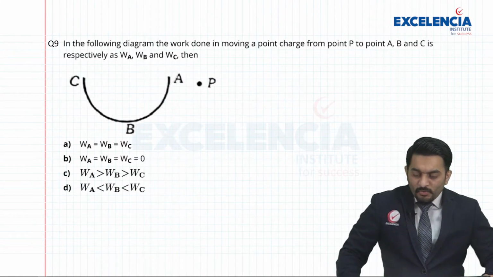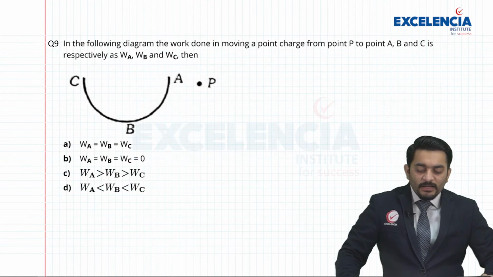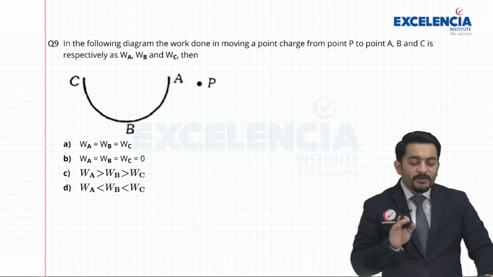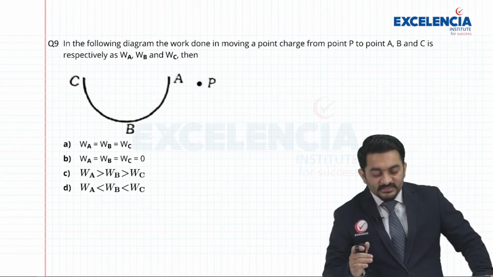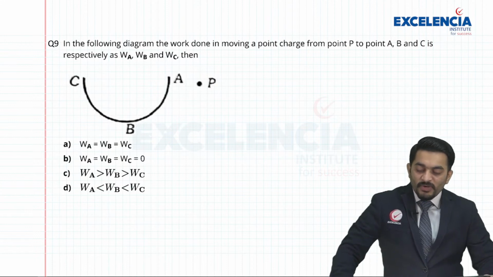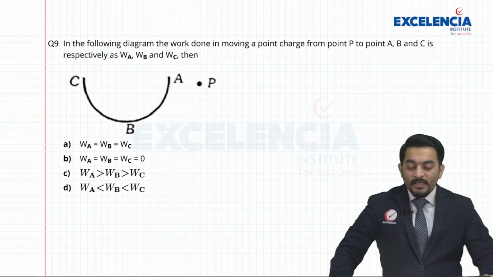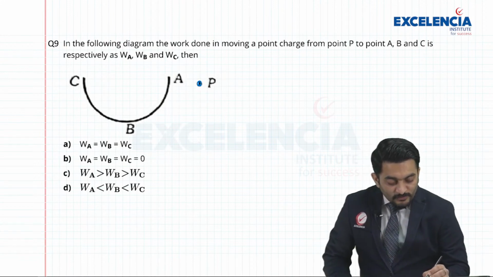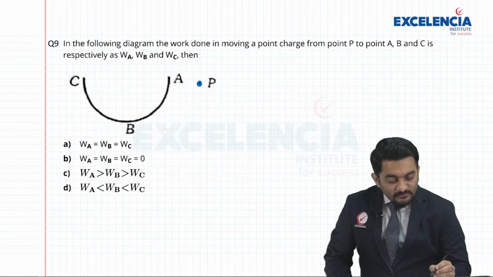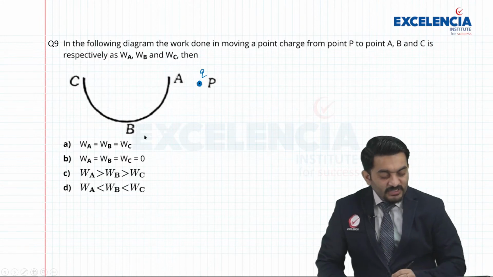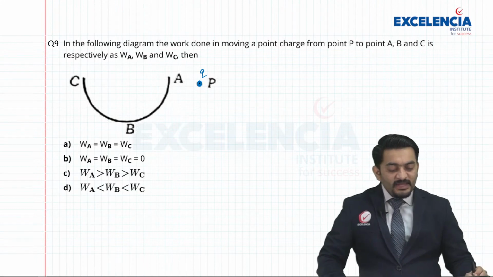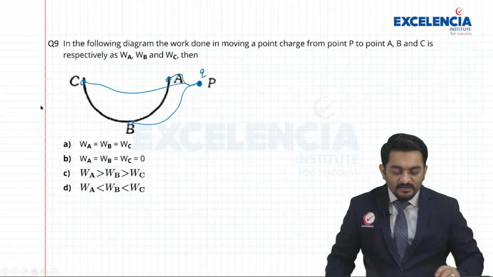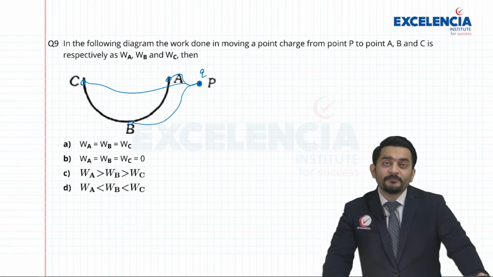Question number 9 says, in the following diagram the work done in moving a point charge from point P to points A, B, C is respectively WA, WB and WC. Now when I look at the question, from point P let's try to visualize something. From point P they have work done in moving a point charge, you can assume any charge over here, to points A, B and C. So I have taken it to A, then B and then C. So there are 3 different points which have been shown, which I can show you over here.